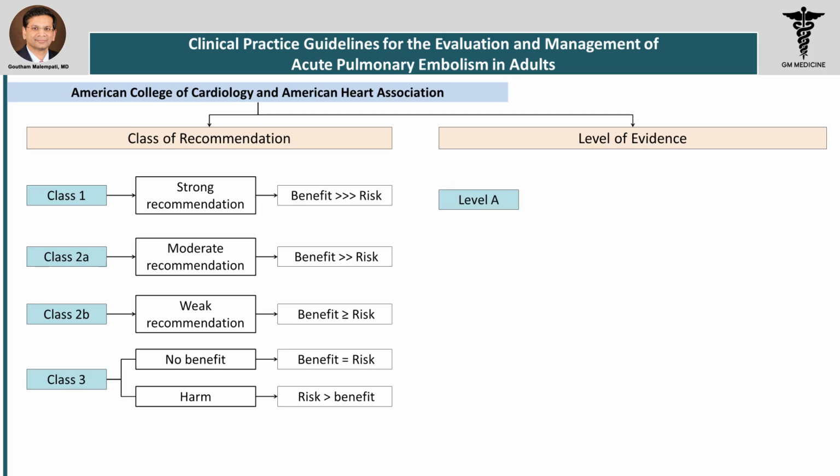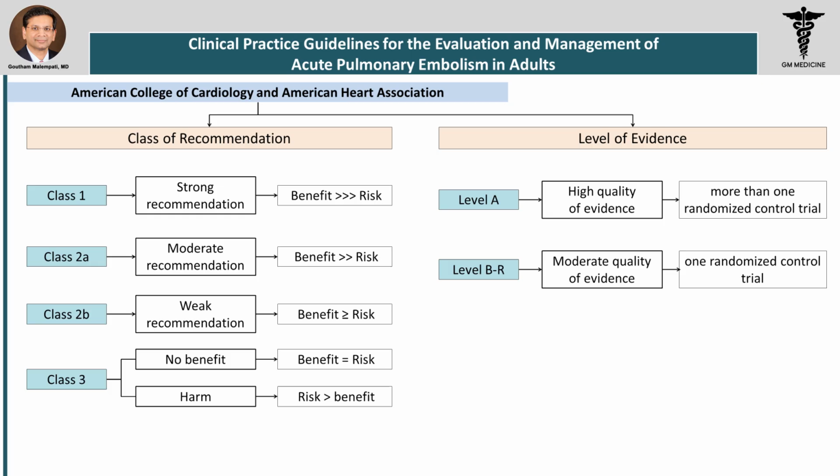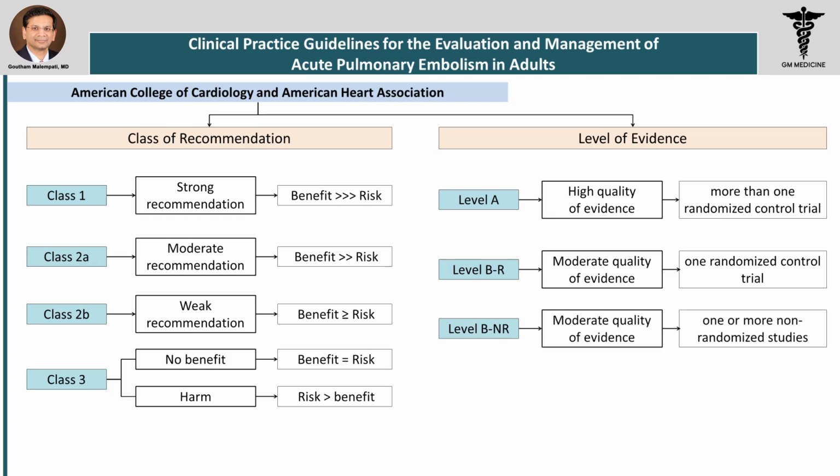Level A evidence is high quality evidence from more than one randomized controlled trial. Level B-R is moderate quality evidence from one randomized controlled trial. Level B-NR is moderate quality evidence from one or more non-randomized studies. Level C is evidence from consensus of expert opinion.